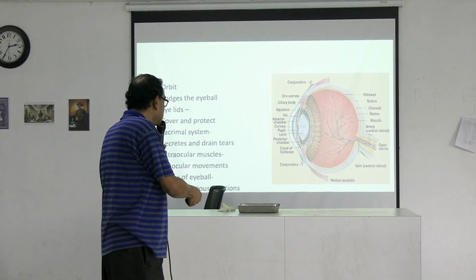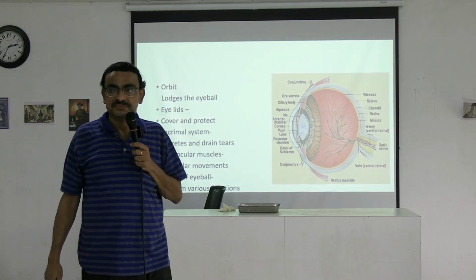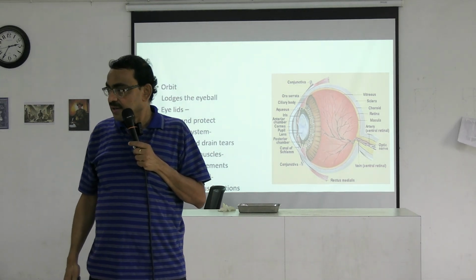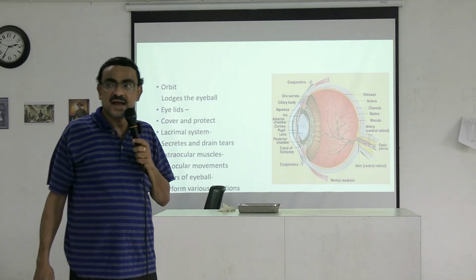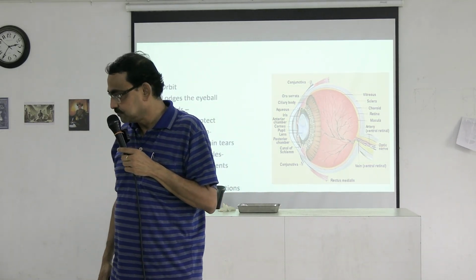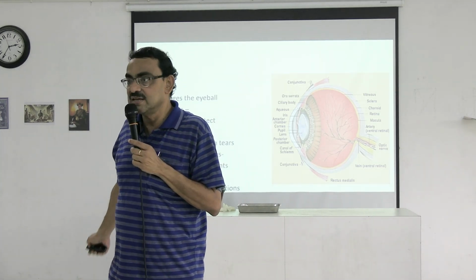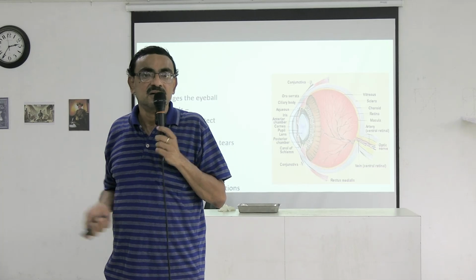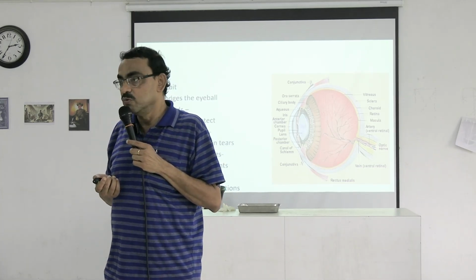I will show in another slide. This area is called the optic disc. Okay, and there is one depression. That area is called the blind spot, where we do not get any cone cells, because within the retina we get a layer of rod cells and a layer of cone cells.